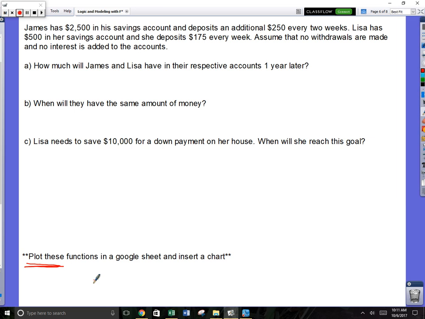So we're going to put these into a Google Sheet. So let's find the function for James. He had $2,500 initially and he deposits $250 every 2 weeks. So James's money, his total, is equal to, now here was the trick, he's depositing $250 every 2 weeks and she's depositing weekly, so I've got to change them both to be weekly. So James is actually depositing $125 every week, plus $2,500.